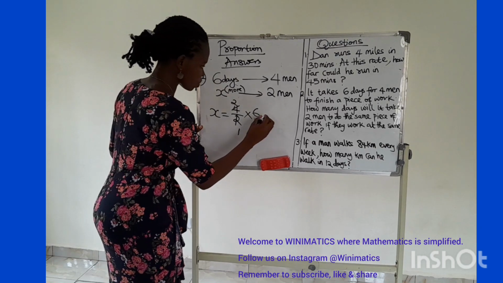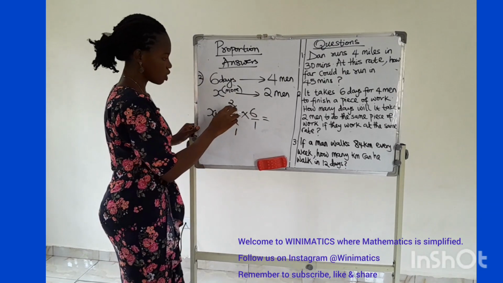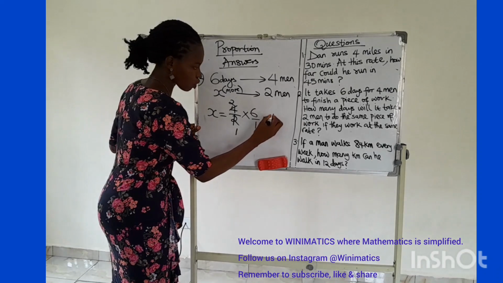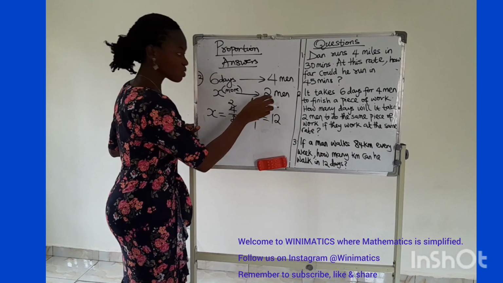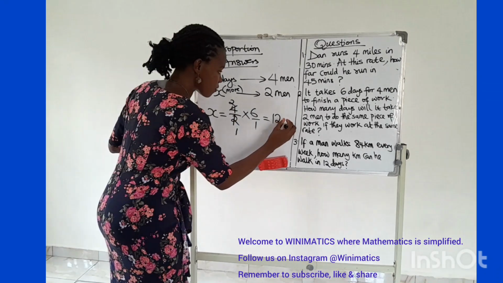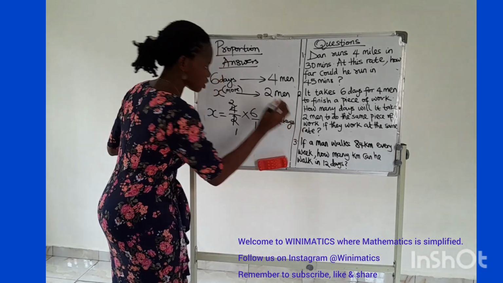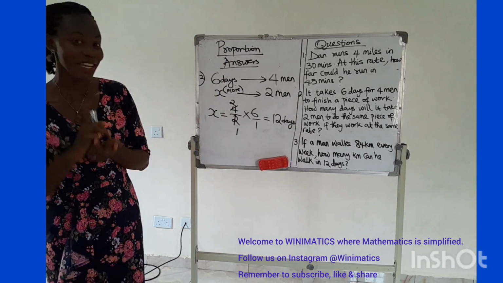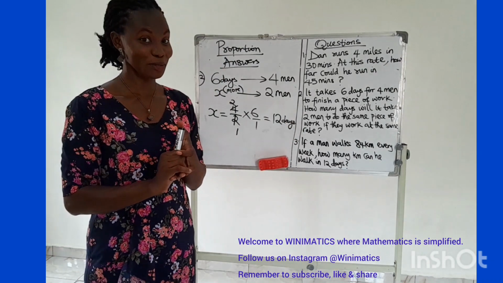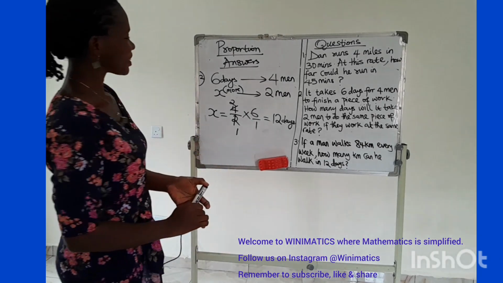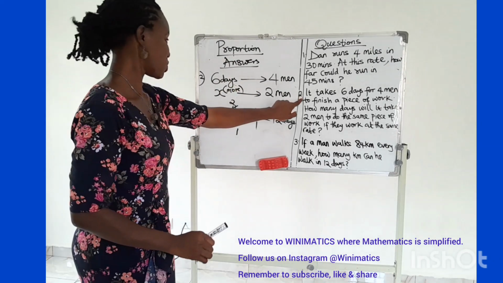Nothing again down, so we multiply out the numerators. 2 times 6 gives us 12. So it's going to take 2 men 12 days to finish this work. Is that not simple? Very simple, right? Okay, that's for number 2.